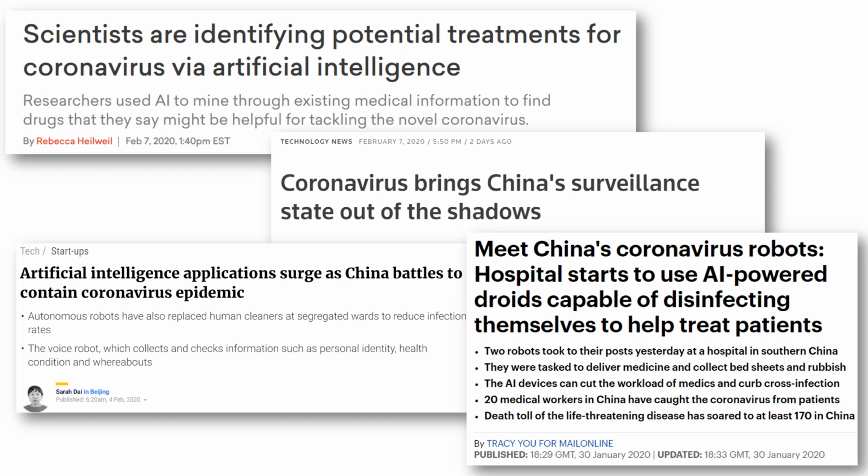So see here some of the news that came in the recent past. Scientists are identifying potential treatments for coronavirus via AI. Coronavirus brings China's surveillance state out of the shadows. AI applications surge as China battles to contain coronavirus epidemic. This is again one month old news cuttings. That is why it referred to China. I am sure if you refer now, it will be all over the world. The references on coronavirus for machine learning or artificial intelligence will be for all over the world.